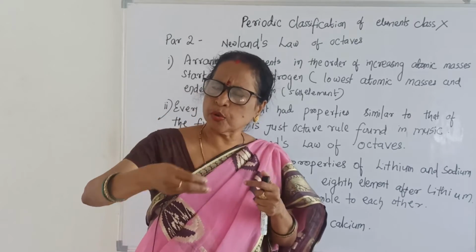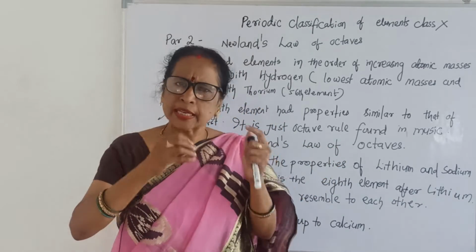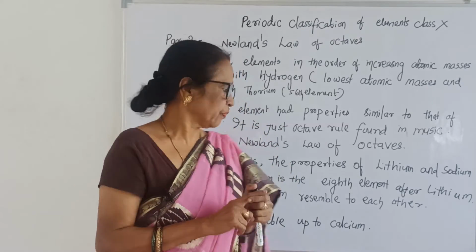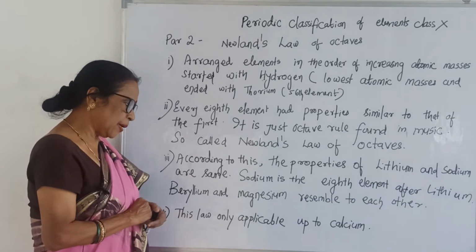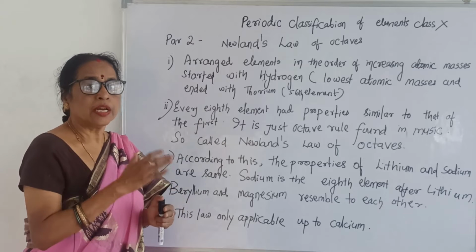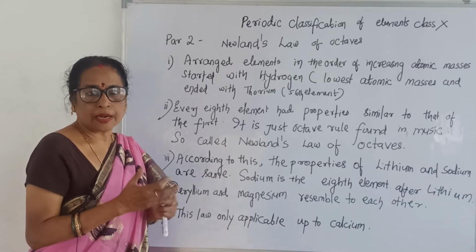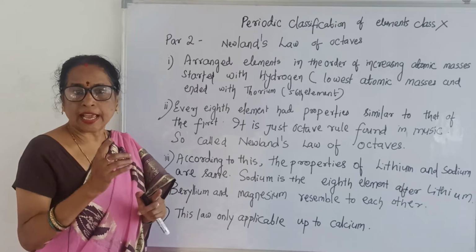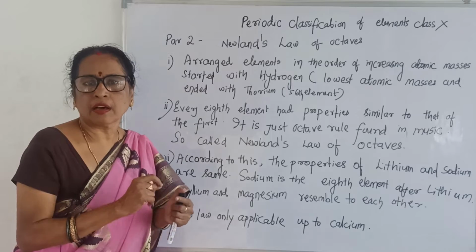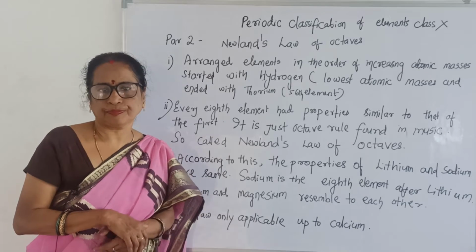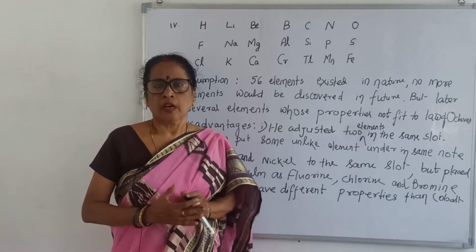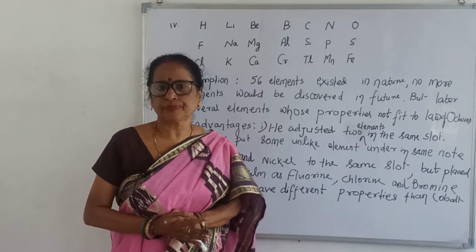Here he discovered so many elements up to thorium. But he observed that only a few elements follow the rule, up to only calcium. Now this law is only applicable up to calcium. Now you see the other elements follow Newland's octave rule. That means after 8 elements, the 8th one is similar to the first one in chemical or physical properties. Now Newland's law of octaves is clear.